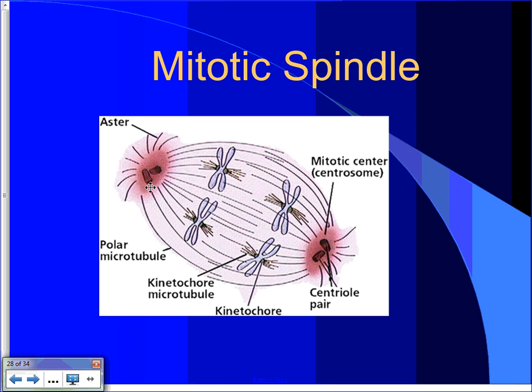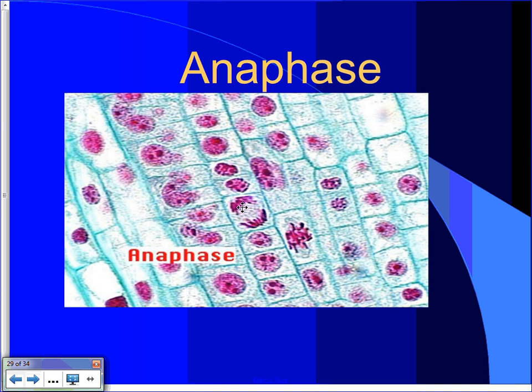And this is a diagram just showing us that the mitotic spindle is attached to those chromosomes by their centromeres and will pull apart those sister chromatids. So here's a nice cell here in anaphase. You can see the chromatids are being pulled apart.